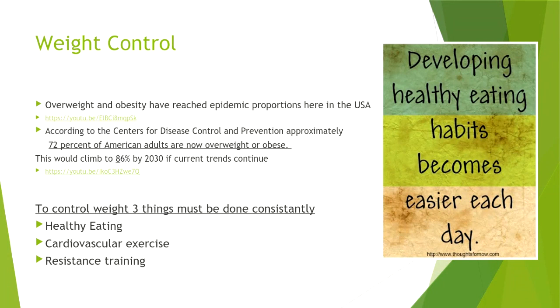So what 3 things do we need to do consistently to get to a normal body weight? Eat healthy, which you're going to learn in this class. Cardiovascular exercise, about 30 minutes a day. And then resistance training or lifting weights 2 or more times per week for every major muscle group of your body, clearly with 1 day off in between.